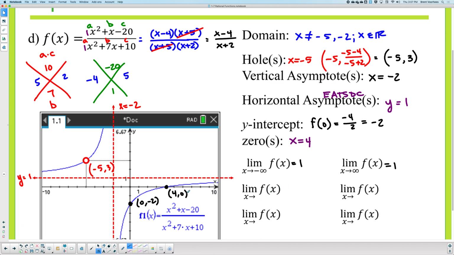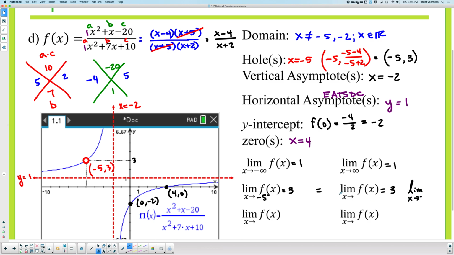What happens on our breaks? Let's see, at negative 5 to the left. On the left side, from the left side of negative 5, we're approaching this y value of 3. That's a 3 there. So that's approaching 3. And as we approach negative 5 from the right side, we are also approaching this point. It's not falling forever. It's not rising without bound. It's not getting really flat. It's coming to a point, and that point is at 3. So notice these two limits are equal to each other.